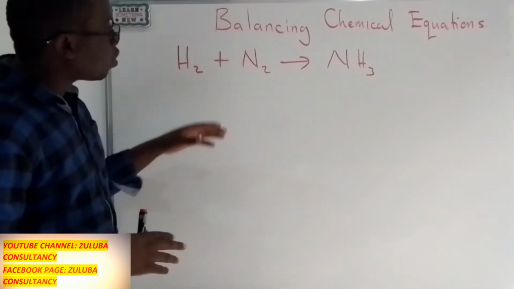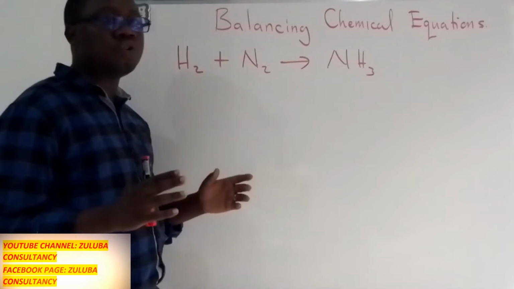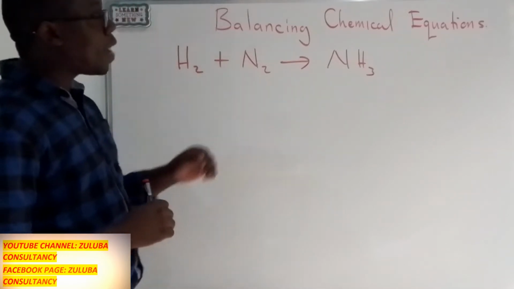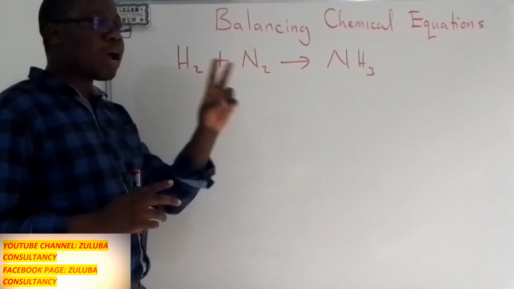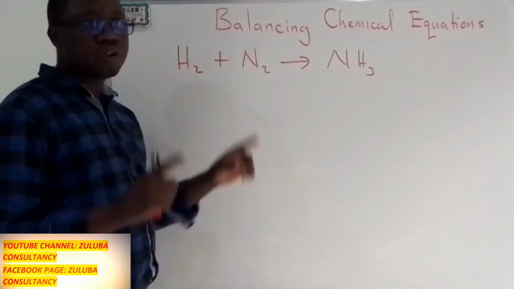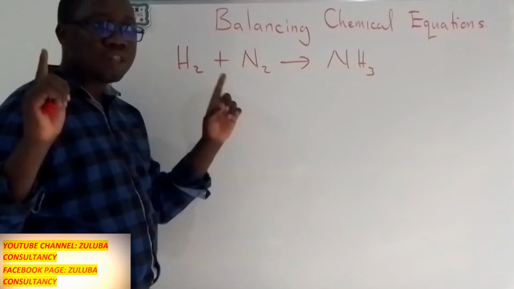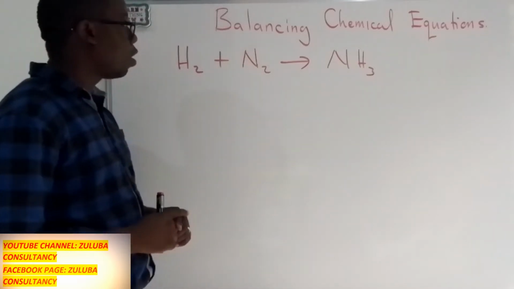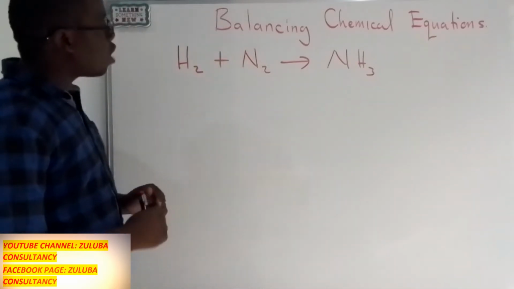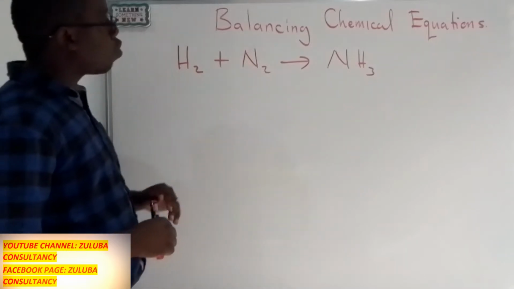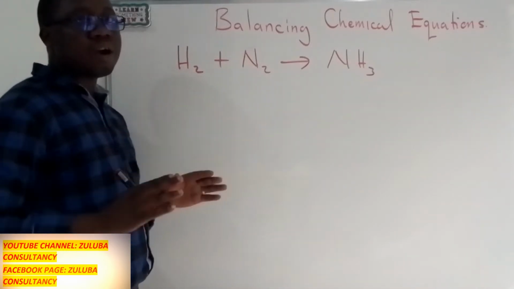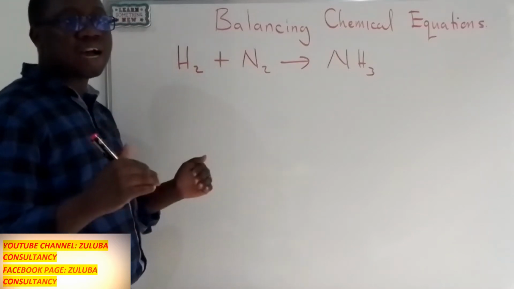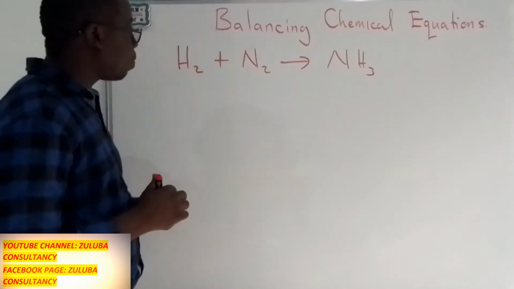So let us look at the steps that one needs to do regarding balancing chemical equations. Remember, we are going to do two examples, so finish the whole video. The first thing that you need to do when it comes to balancing equations is to list down the atoms that are in the equation.